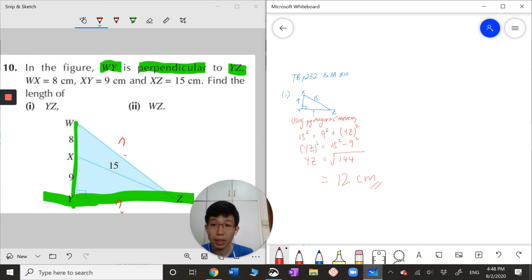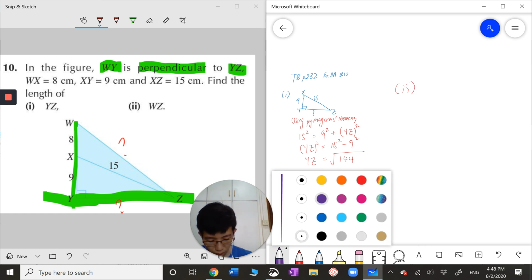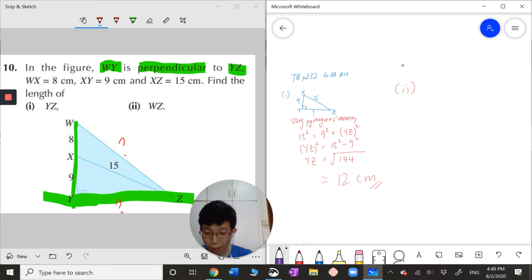Part 2, they ask you to find WZ. WZ can be made up of the bigger right angle triangle. What do I mean by that? Let me draw it out. So WYZ. We know that WY is actually equal to 17 cm, because you take 8 plus 9, that's 17 cm. YZ is what we have found, 12 cm. And WZ is what we're going to find in the question.